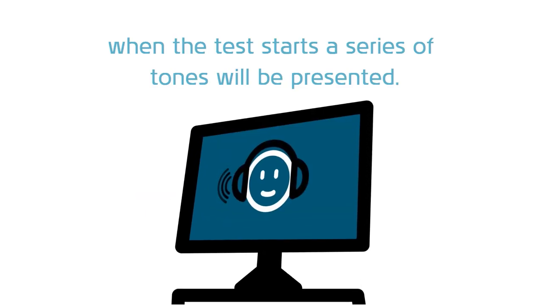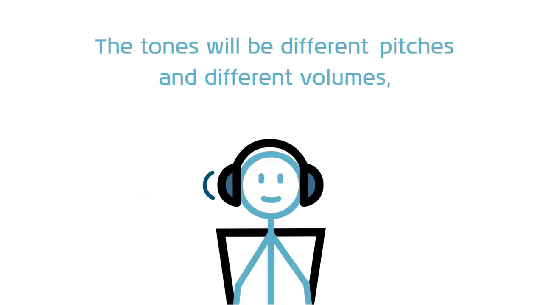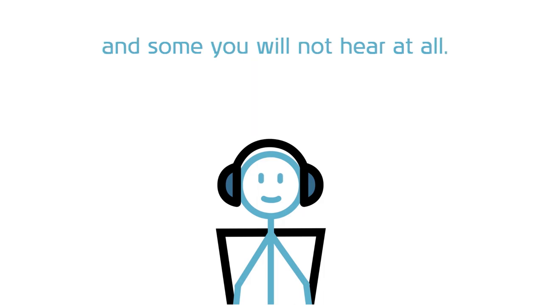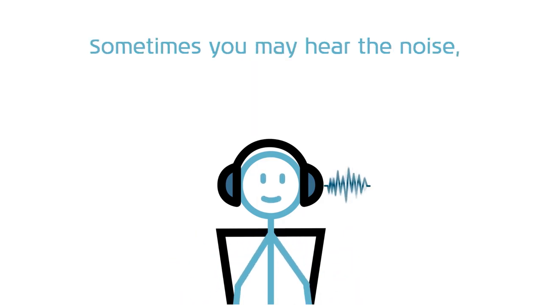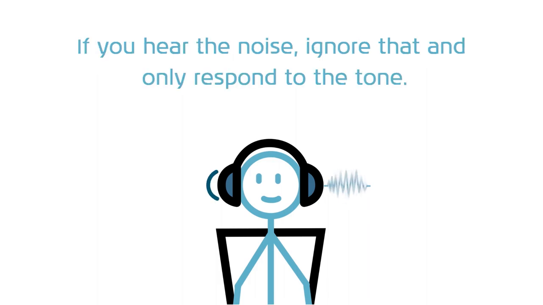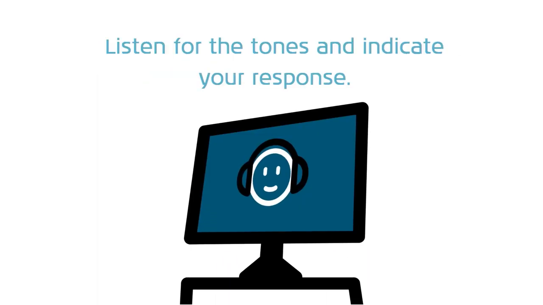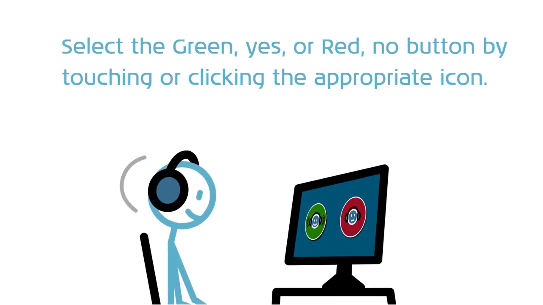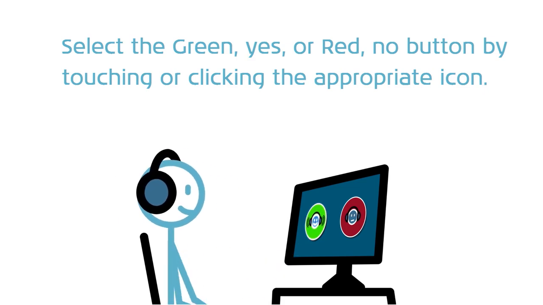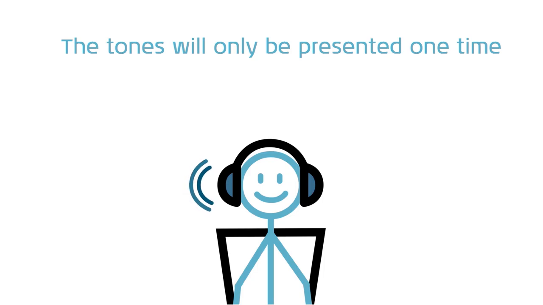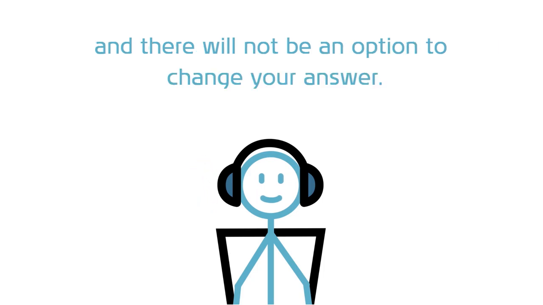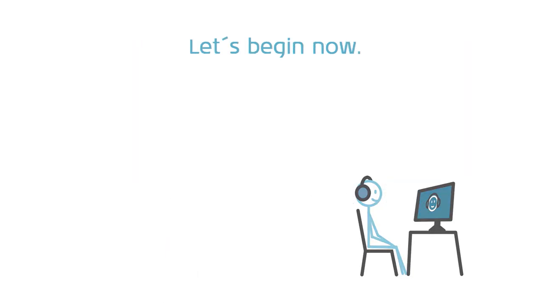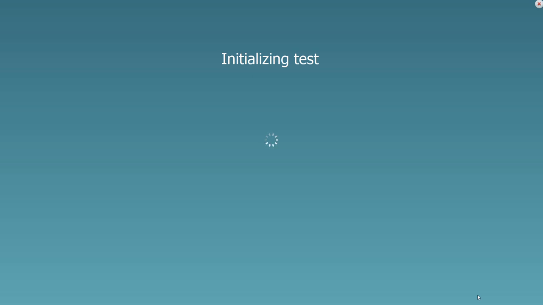When the test starts, a series of tones will be presented. The tones will be different pitches and different volumes. Some will be easy to hear, and some you will not hear at all. Sometimes you may hear some noise. If you hear the noise, ignore that and only respond to the tone. Listen for the tones and indicate your response. Select the green Yes or the red No button by touching or clicking the appropriate icon. The tones will only be presented one time, and there will not be an option to change your answer. When you start the test, you cannot exit until the test is completed. Let's begin now. Once the video is finished, the test begins.